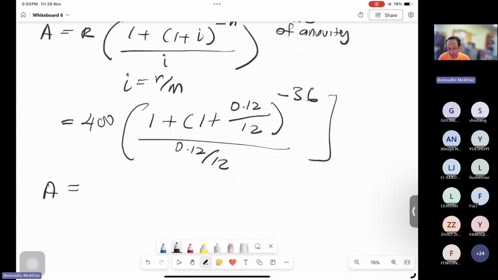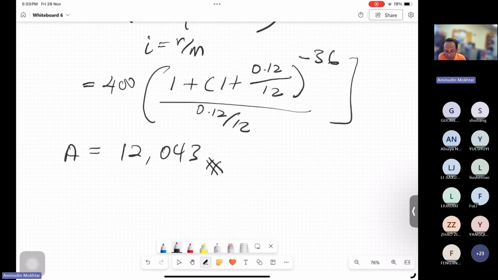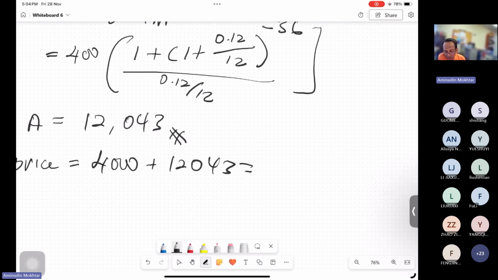So A equals, i is r over m. The answer is, if I'm not mistaken, 12,042 ringgit. That is the total loan that Ali receives from the bank, the amount of A. But the question asks you about the price. So the price of the car equals the down payment 4,000 plus the total loan 12,043. The original price of the car is 60,043 ringgit. That is the answer for the price of the car.